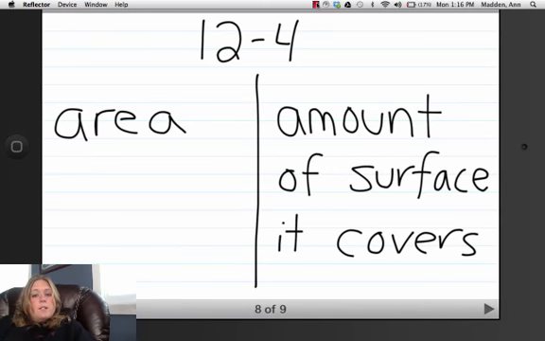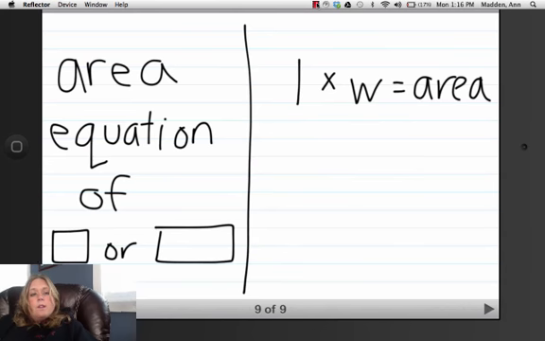Take out your notes, please. There are 2. The area is the amount of surface it covers. Remember that paintbrush. The area equation of a square or a rectangle is length times width equals the area.